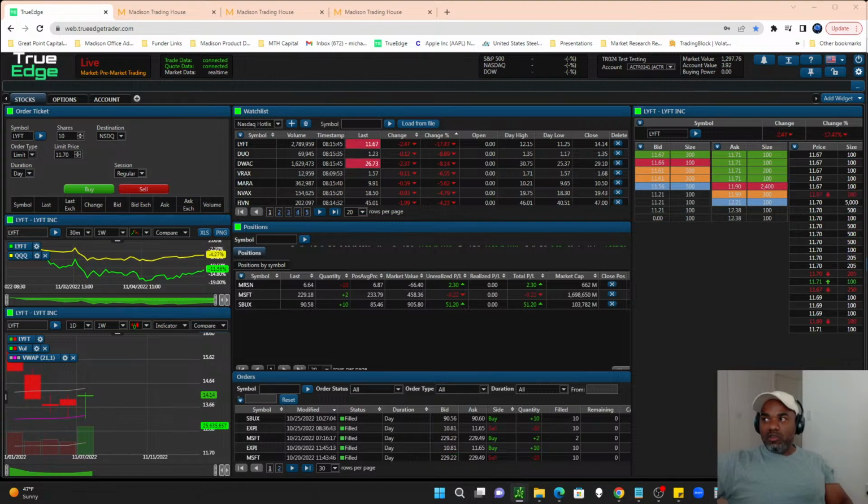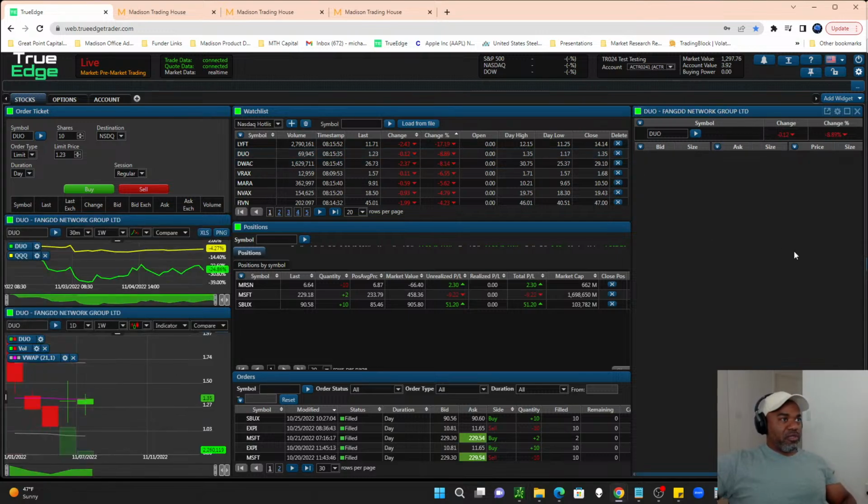I wouldn't look for a fade. I wouldn't look for a short on this. I would look for a buy if it looks like it's going to go up. If it doesn't, you can short it, but it's probably going to be a very slow move down. That's not really going to be worth the time holding.